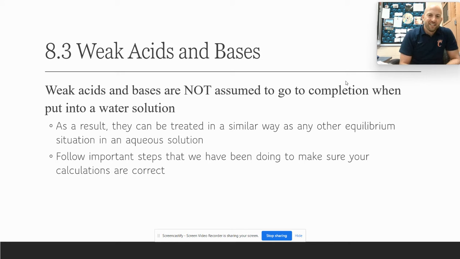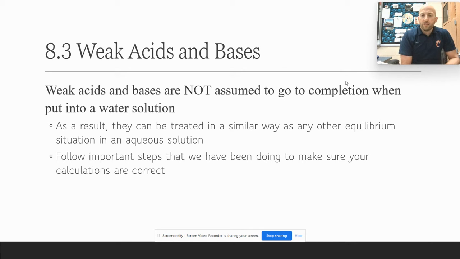Weak acids and bases. The big difference between strong acids and bases and weak acids and bases is how much they dissociate. The biggest thing we've been talking about are strong acids and bases. They fully dissociate into their constituent ions, so there's no equilibrium constant with that. They go fully into their respective ions, which makes calculations pretty easy.